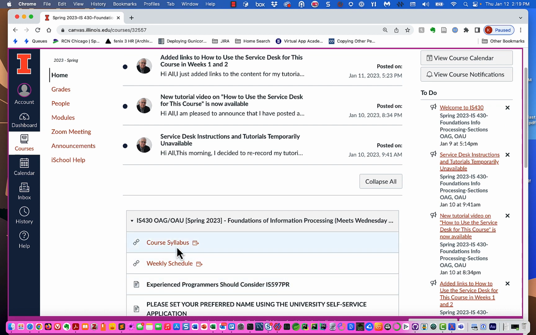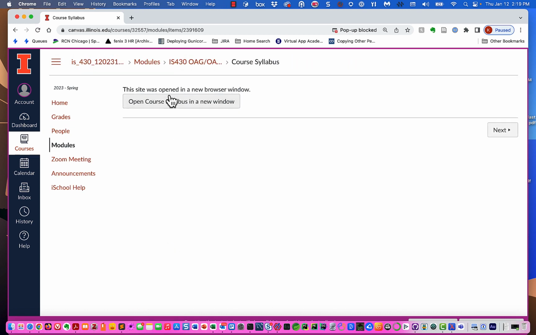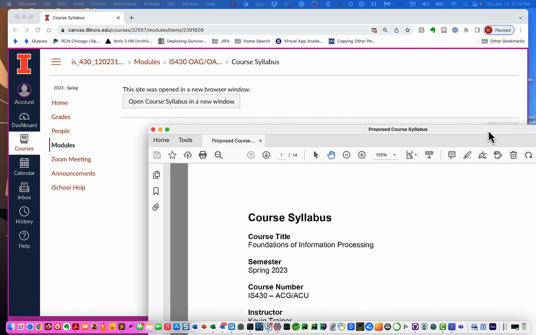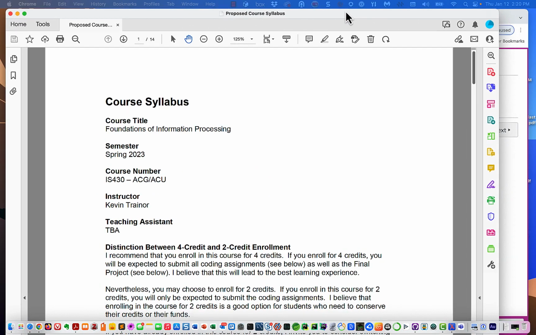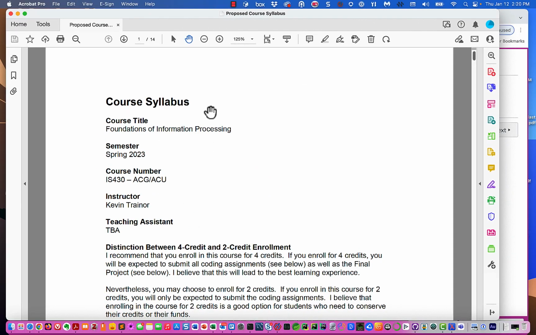Let's take a peek at the syllabus first. Okay, so there's a link here for the syllabus, and you can click through and open that up. I'm going to pull over my copy of it. Okay, and it's got the typical stuff on it. I'm not going to go through all the sections, but I'm going to go through a couple of key issues.